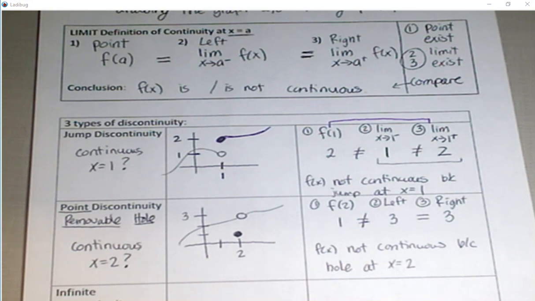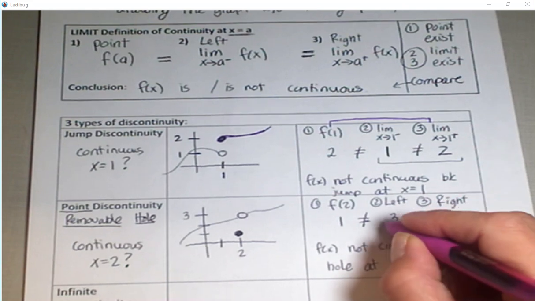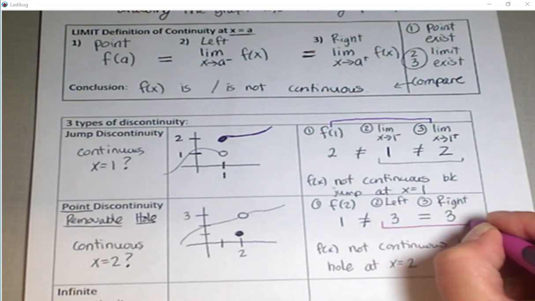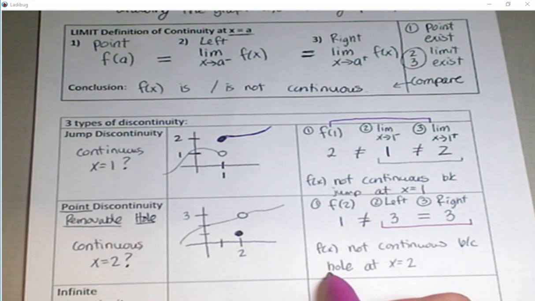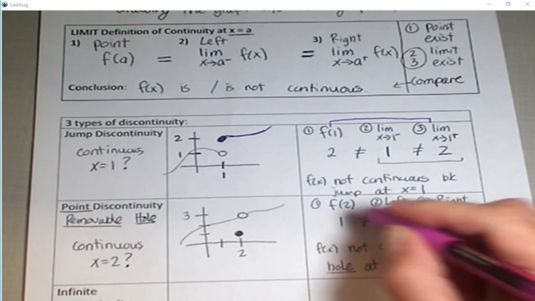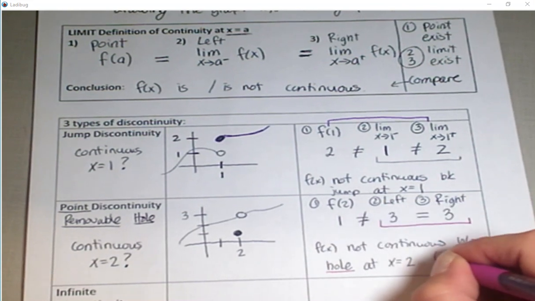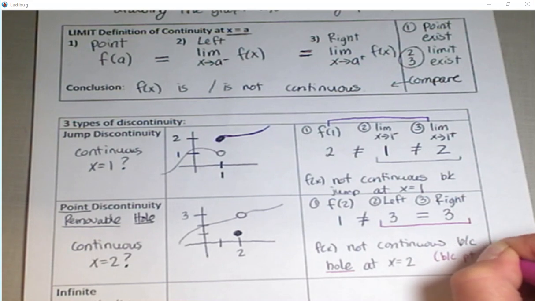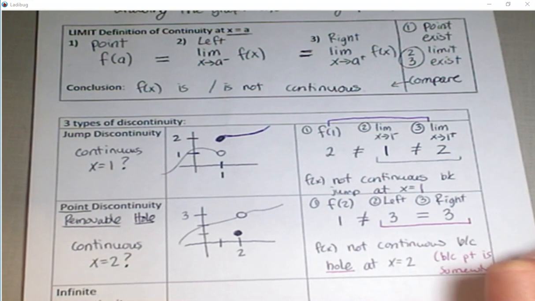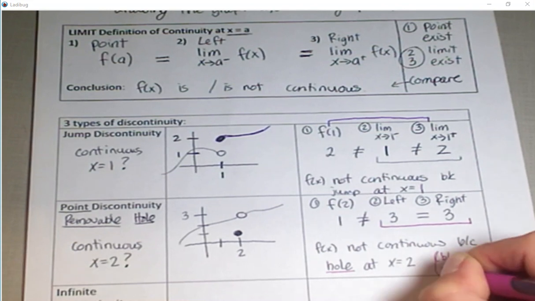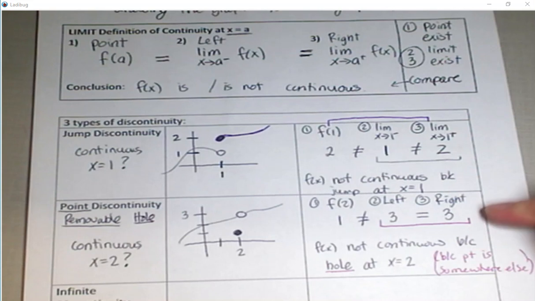Because these two are equal, that's what tells me there's a hole, because the point is somewhere else. The limit's there, but the point isn't.